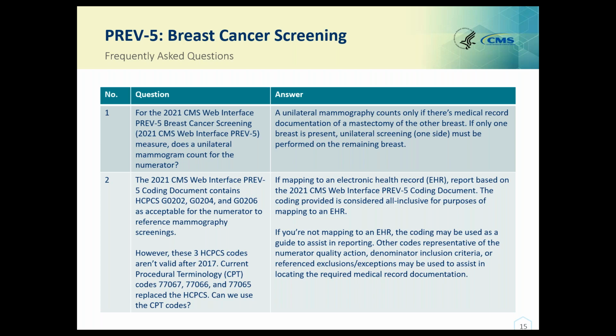If you're not mapping to an EHR, the coding must be used as a guide to assist in reporting. Other codes representative of the numerator quality action, denominator inclusion criteria, or referenced exclusions or exceptions may be used to assist in locating the required medical record documentation. Next slide, please.